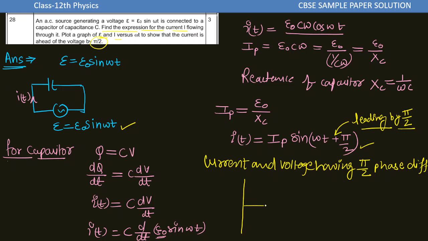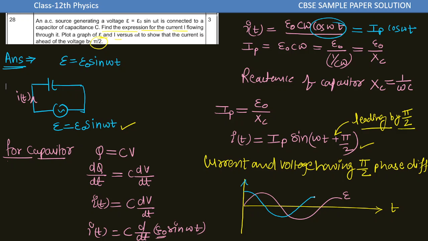This is our y-axis and this is the time axis. The graph for the voltage is a simple sinusoidal graph, a sine wave, like that. This is for E. And for current it is cos. You can write this Ip into cos omega t. And how will you draw the waveform for the cos? Like that. This is the current i(t).